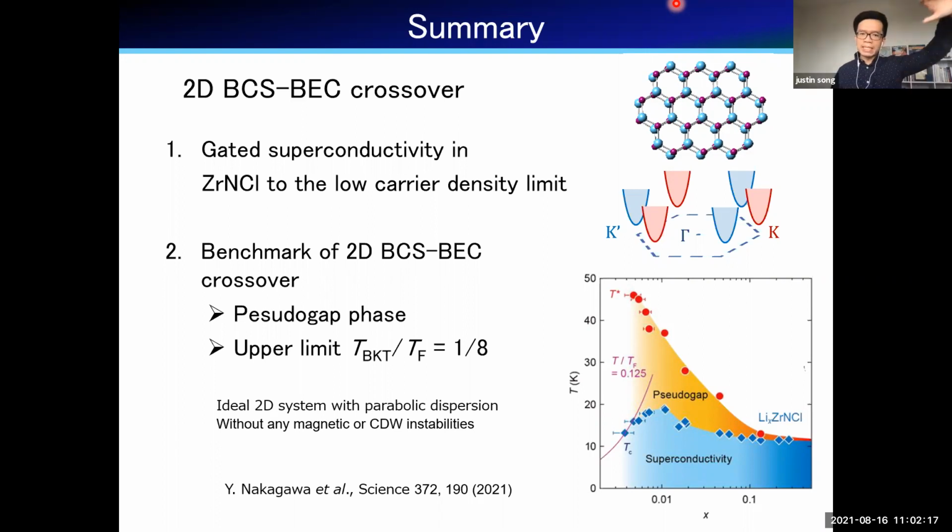So this is on the BEC side. I see. So in other words, a two-dimensional system is easier to access the BEC. Yes, the BEC. That's very interesting.